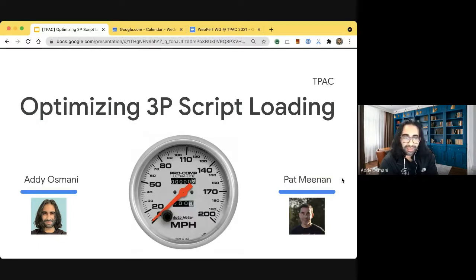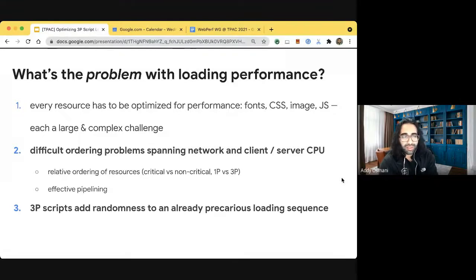Before we go into ideas, it's probably useful to just level set about what we're talking about here. So, what's the problem with loading performance? There's about three top-level problems. Every resource has to be optimized for performance. So everything from scripts, fonts, CSS, images. A lot of folks on this call have dealt with these problems before.